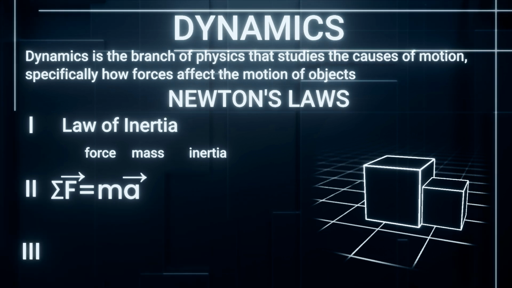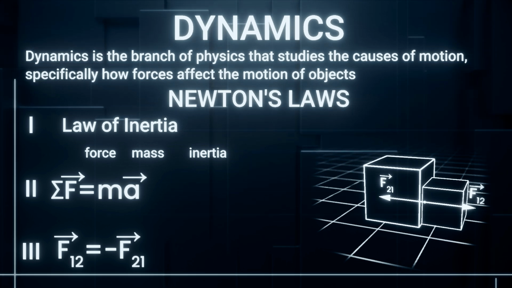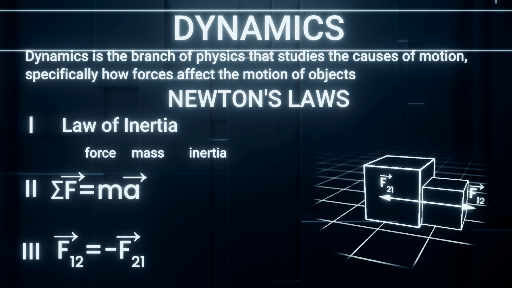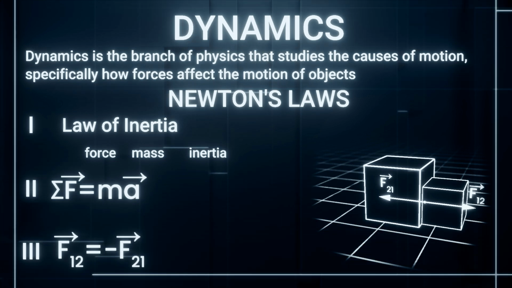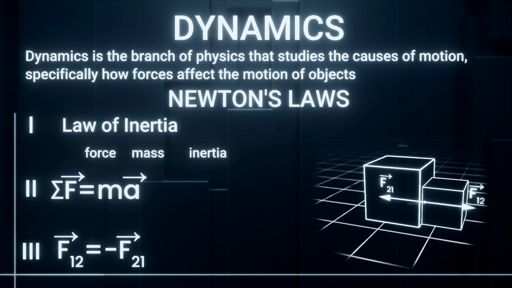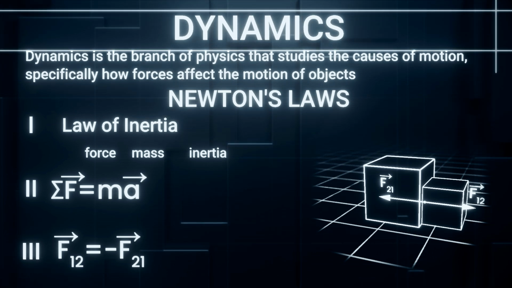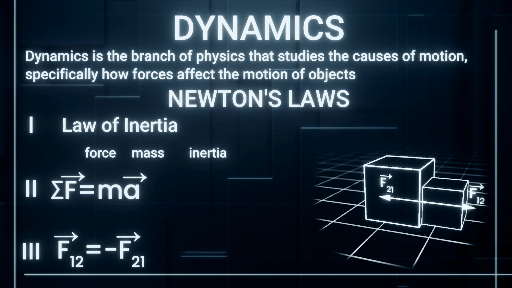Newton's third law states that if one object exerts a force on another, the second object exerts an equal force back in the opposite direction. A common mistake in problem solving is forgetting that these forces act on different objects. Newton's third law doesn't describe forces acting on the same object. Rather, it explains how two interacting objects exert forces on each other.